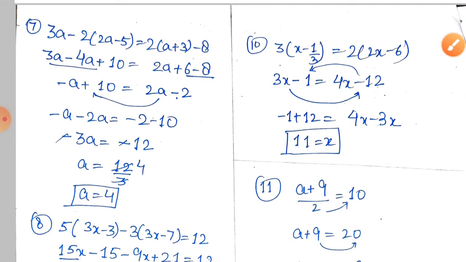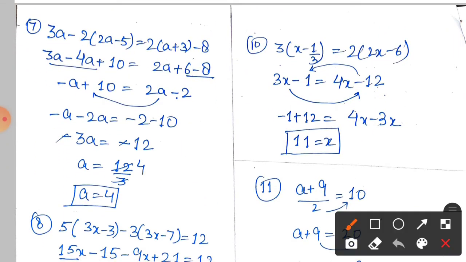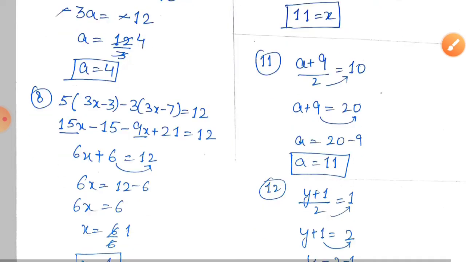Now come to the seventh question. In the same way, you have to do the first step: open the bracket on both LHS as well as RHS, then write the like terms together and the integers together. Mostly we prefer to write the variables on the left side and the integers on the right side. So the value of a here becomes 4.